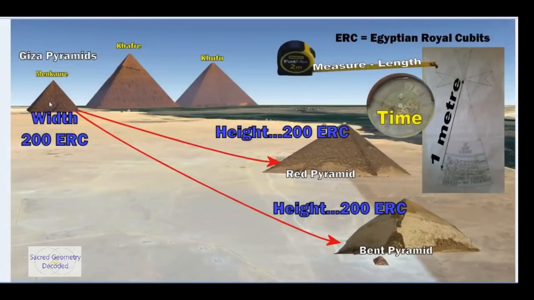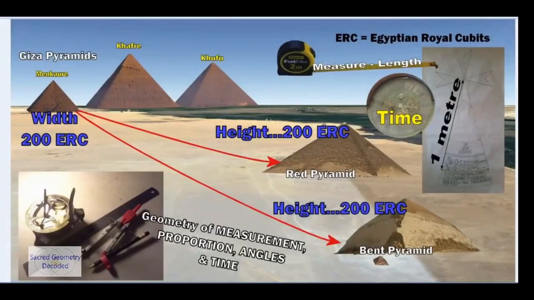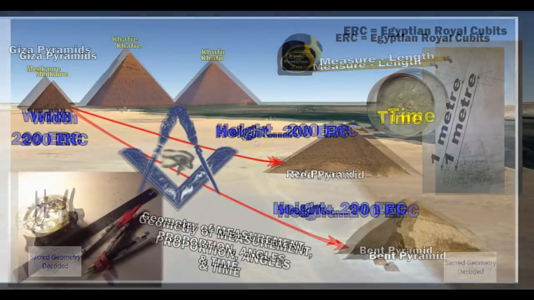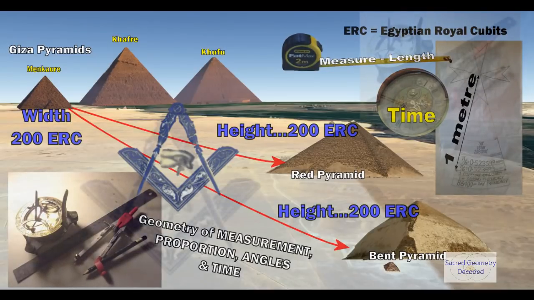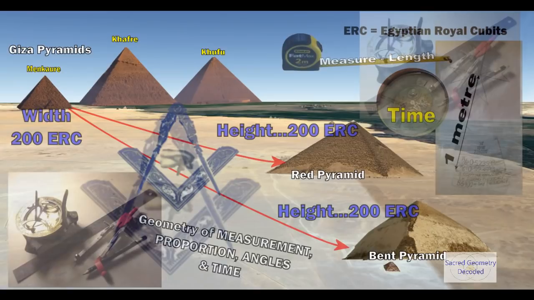The other base, if you move around to the other side, is slightly more than that. But that in itself is not an error, and it contains profound information. And again, I'll cover that in the future. But what we have is the geometry of measurement, proportion, angles, and time coming together to bring these pyramids together in a very exquisite, profound, important way. Okay, so that's it for this part. But again, we start to see the extended connections, how they're connected exquisitely through geometry, measurement, proportion, angle, and time.